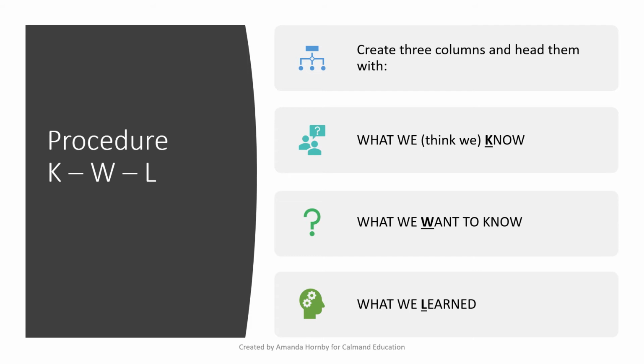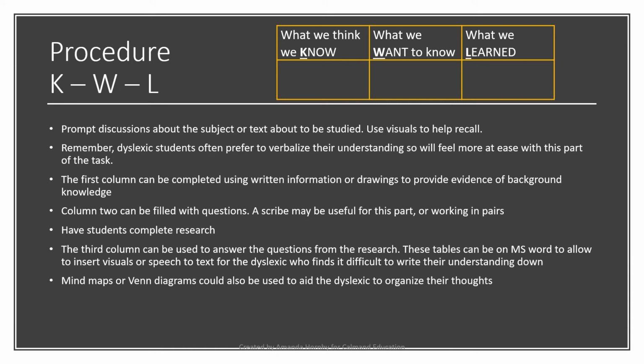So the procedure for KWL, you would create 3 columns and head them with what we think we know, what we want to know, and what we have learned. So what we would do with this is you would prompt a discussion about a subject or a text that you're about to study or research. Use visuals as well to help the dyslexic student to recall what it is that you need to research. So remember, dyslexic students often prefer to verbalise their understanding, and therefore they will feel much more at ease with this part of the task.